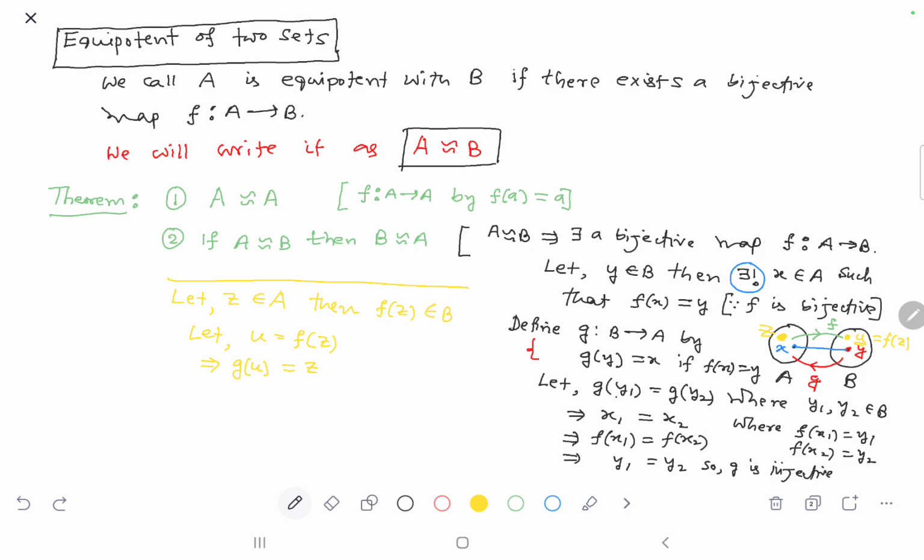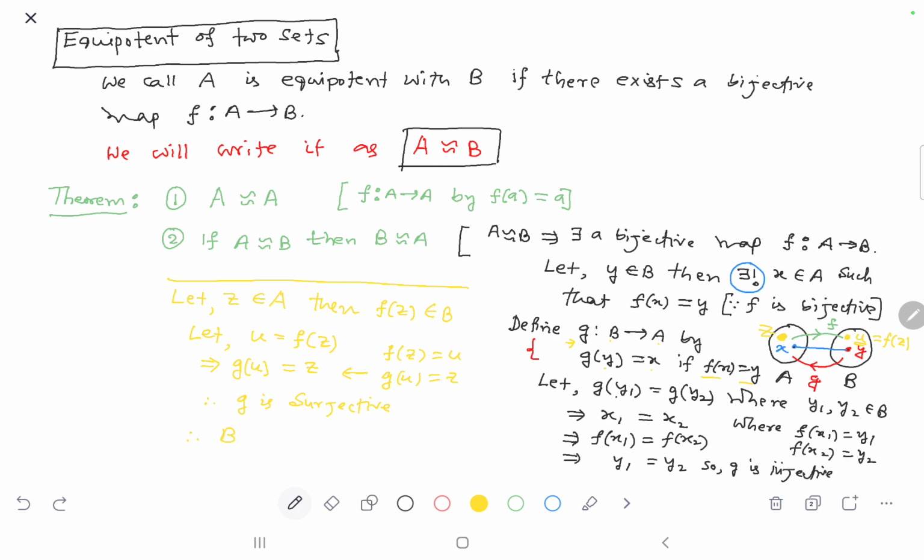Now see how the g function was defined. g from B to A is defined as g of y will be x if f of x equals y, right? So here we have f of g equals u, so g of u equals g. So g is surjective, and the map is bijective.